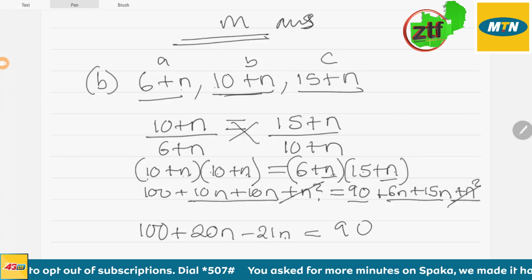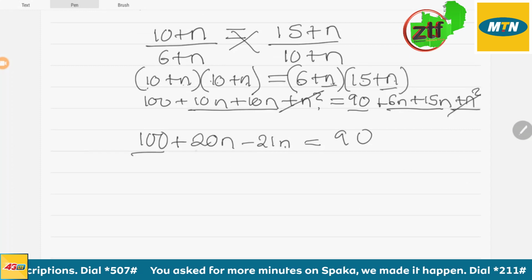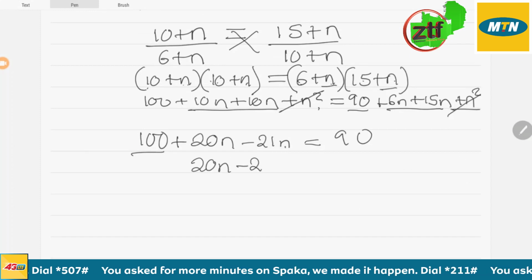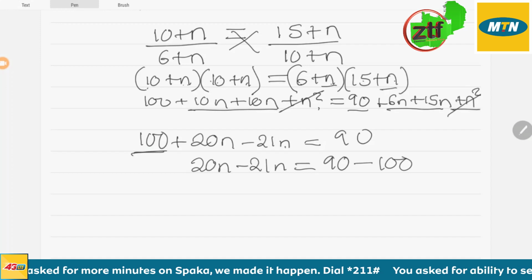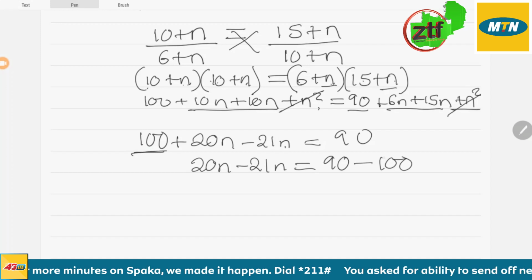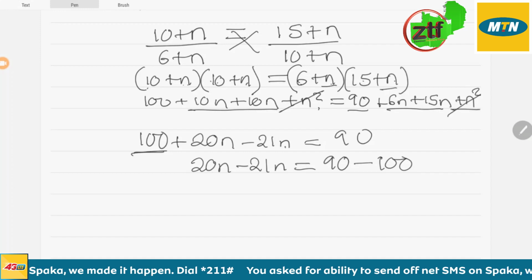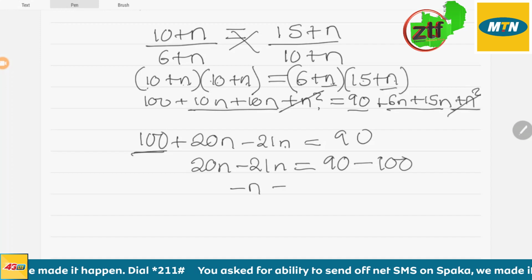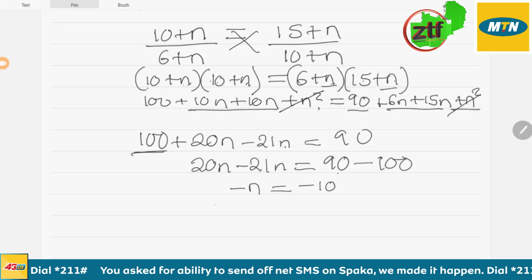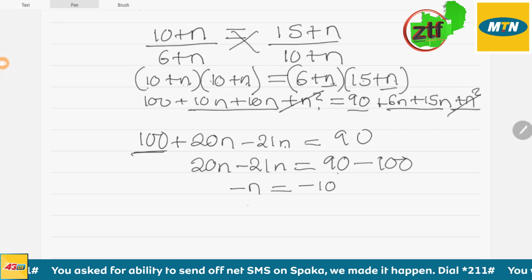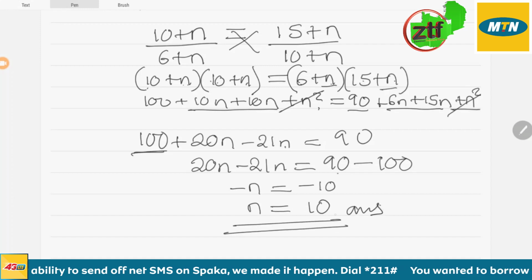So if we want, we can also transpose this 100 to the other side so that we collect the like terms. So we have 20n minus 21n equals 90 minus 100, because 100 is positive this side, so when we transpose it, it becomes negative. And 20n minus 21n, we are going to have negative n equals 90 minus 100, which is negative 10. So dividing or multiplying through by negative 1, we have n equals 10. So the value of n they were asking us to look for is 10.